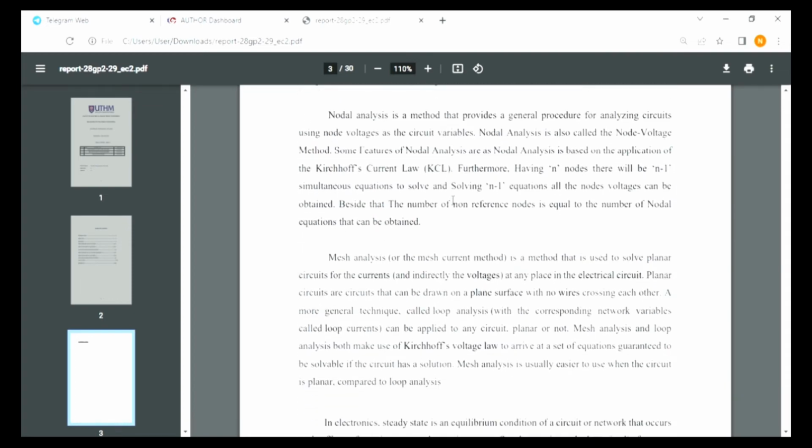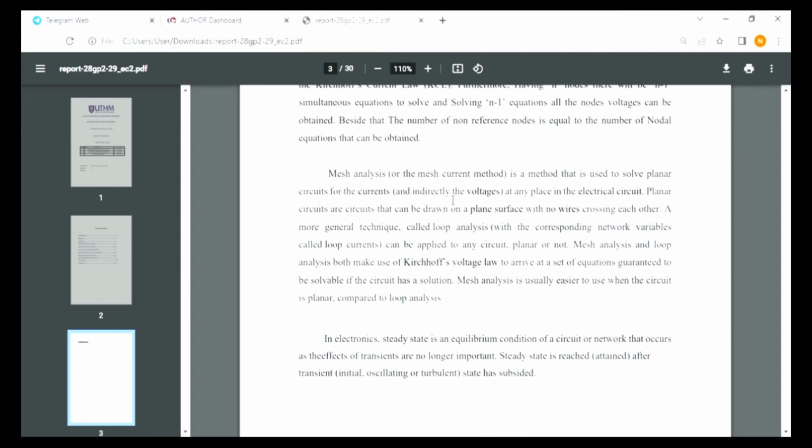So nodal analysis is a method that provides a general procedure for analyzing circuits using node voltage as the circuit variables. Nodal analysis is also called the node voltage method. Some features of nodal analysis are that it is based on the application of Kirchhoff's current law, which is KCL. And then mesh analysis is a method that is used to solve planar circuits for the current at any place in the electrical circuit.